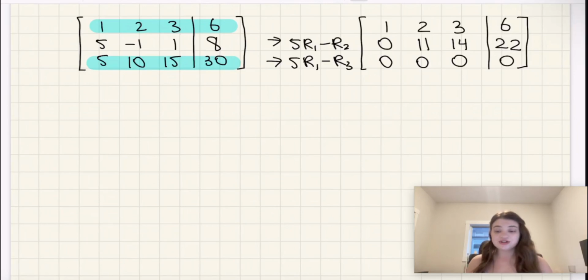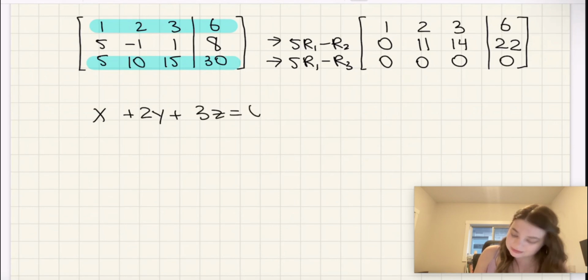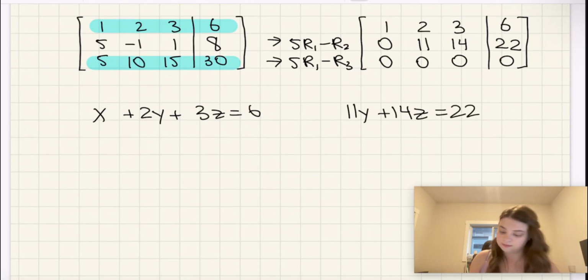Okay, so next I'm actually going to write out the equations once again. The new equations we would have, the first one's actually the same. It's going to be x plus 2y plus 3z is equal to 6. And then our second equation is that second one. It's going to be 11y plus 14z is equal to 22.